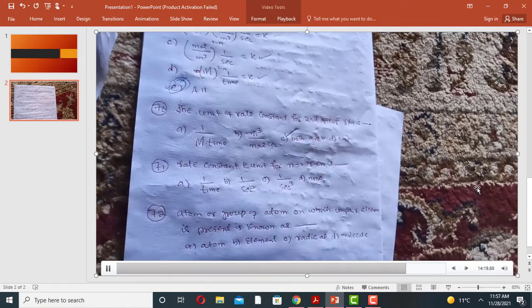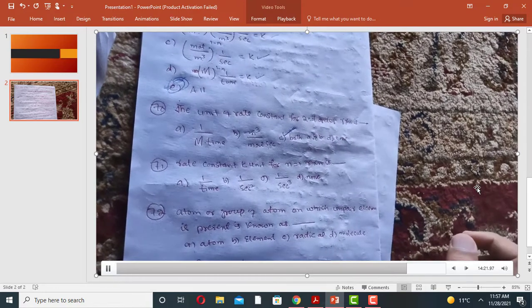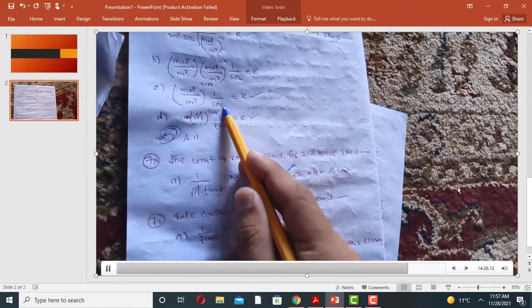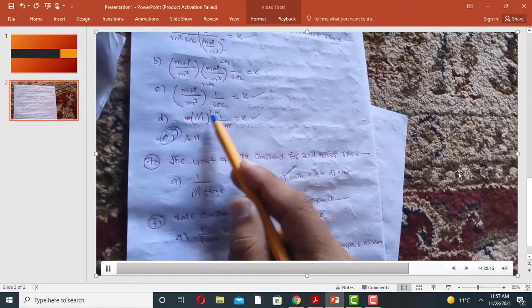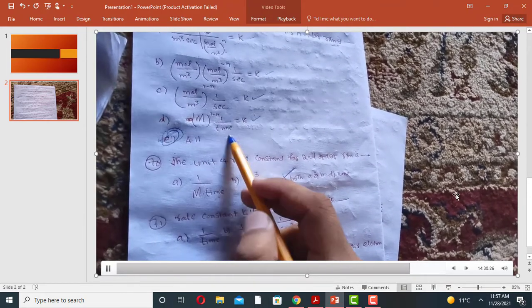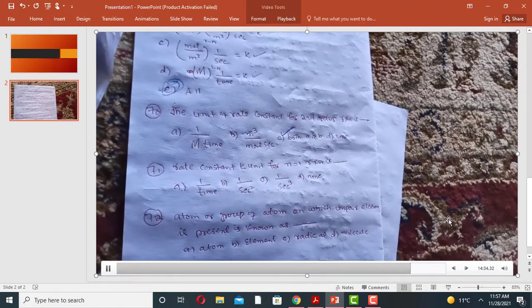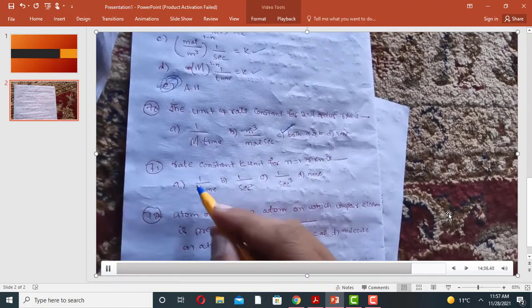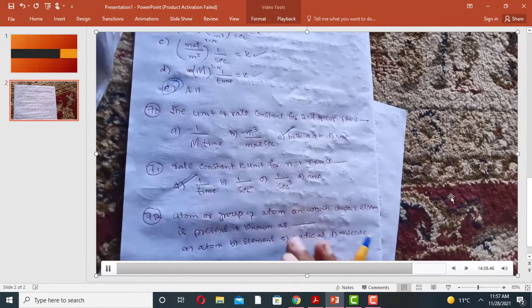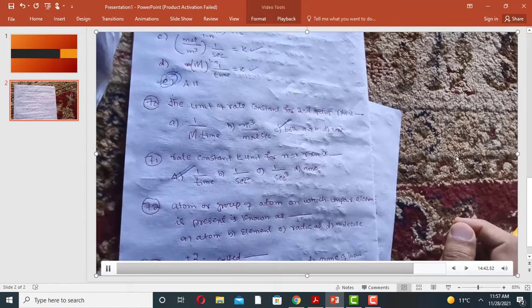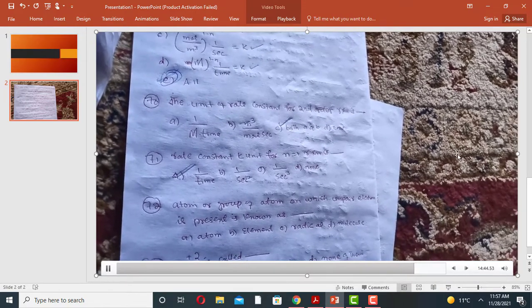The rate constant K for the first order reaction: n will become equal to 1. So 1 minus 1 is 0, n to the power 0 is 1, so the unit is 1 divided by time, 1 divided by second. So this one will be the correct answer for the rate constant unit. This is the unit of rate constant for the first order reaction.